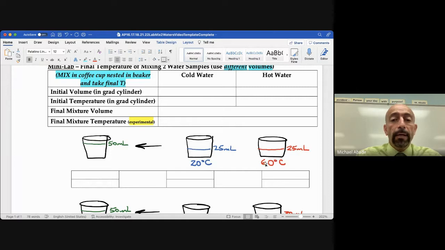Well, you can actually do this in your head because since they're the same volume, you would just take the average of 20 and 60 and you would get an answer of 40 degrees Celsius.